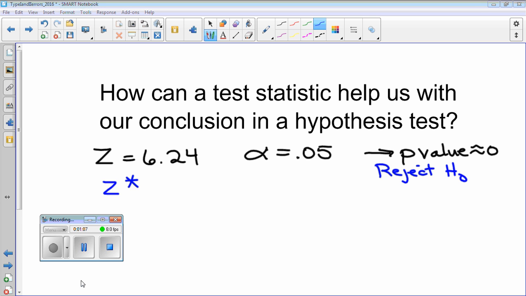Sometimes AP has you do that as opposed to look at p-values. Most often they talk about p-values, but on occasion this happens as well. Who remembers what z star means? What does it go with? The confidence interval. It's your critical value, correct? It's your critical z value. It's part of that margin of error. And it corresponded to, or you had to know, the confidence level.